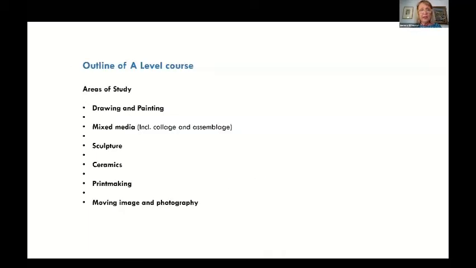I'm just going to go through now actually what the outline of the A-level course is. And you'll see there for the A-level art course, at Abbey College, we teach a board called AQA. And there are 3 or 4 main boards that offer art A-level in the UK and abroad, but they're all essentially the same. And the areas of study are drawing and painting, mixed media, which includes collage and assemblage, sculpture, ceramics, which is using clay, printmaking, and also the moving image and photography.